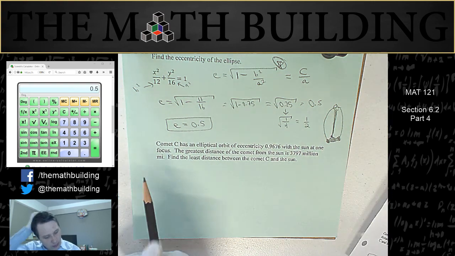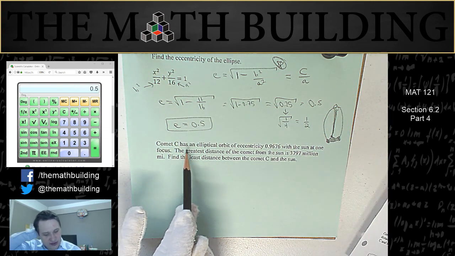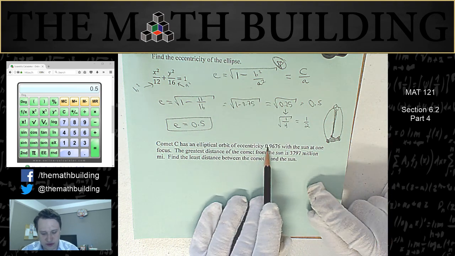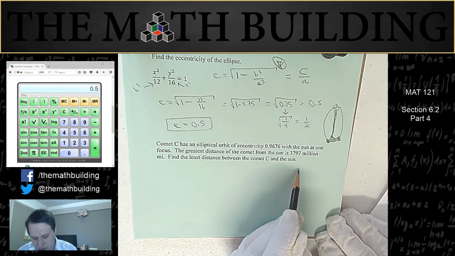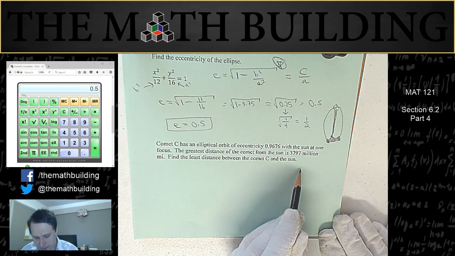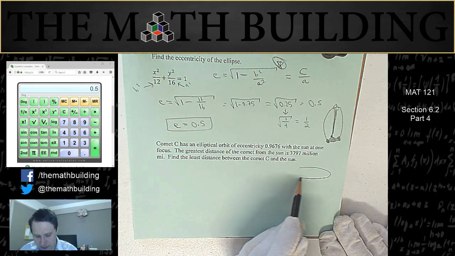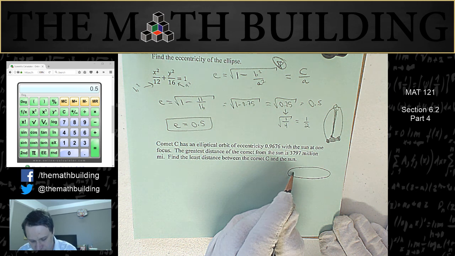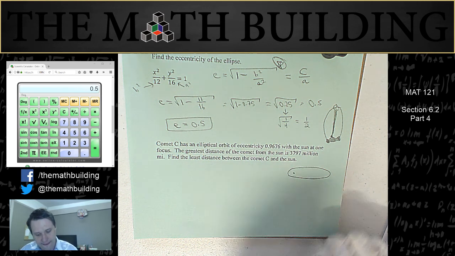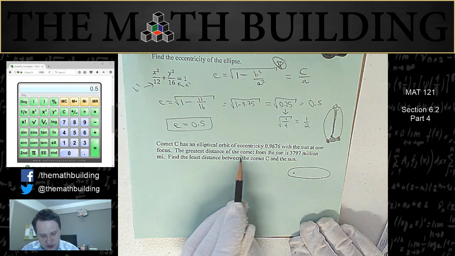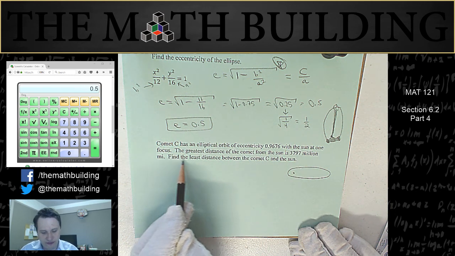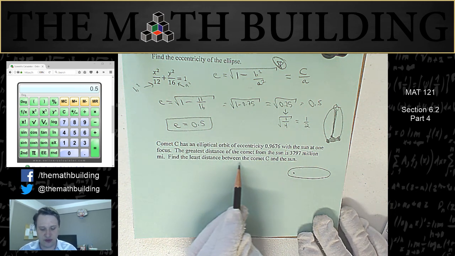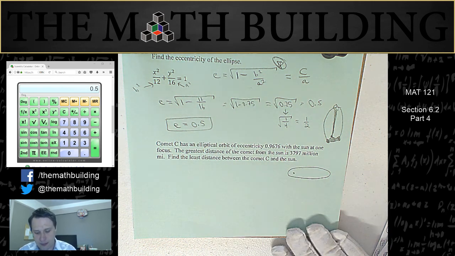Anyway, let's get to the problem. It says the comet C has an elliptical orbit of eccentricity 0.9676 with the sun at one focus. So let's draw a picture of that. Here's our ellipse. And now let's do our little sun right there. The greatest distance of the comet from the sun is 3797 million miles. Find the least distance between the comet and the sun.